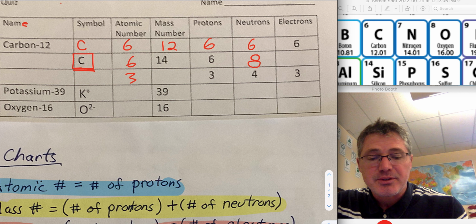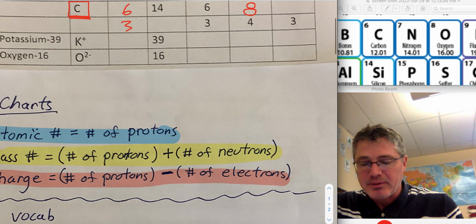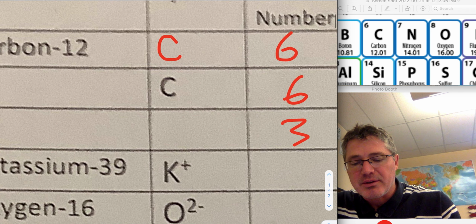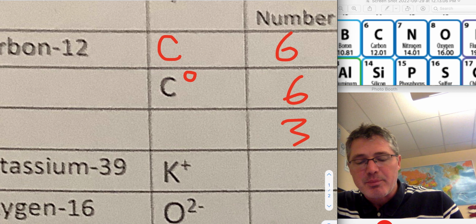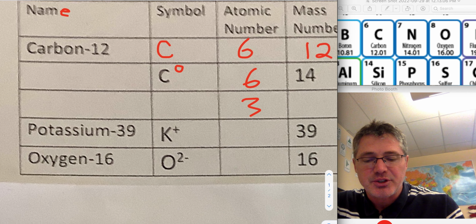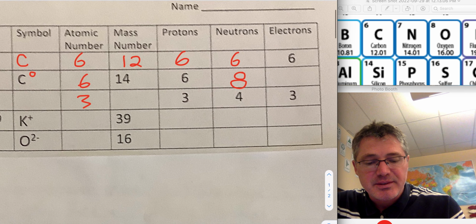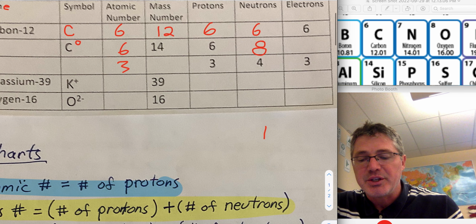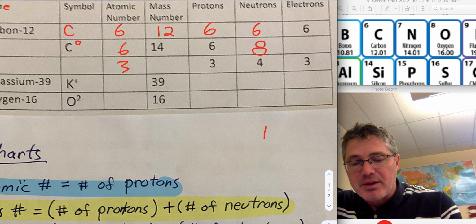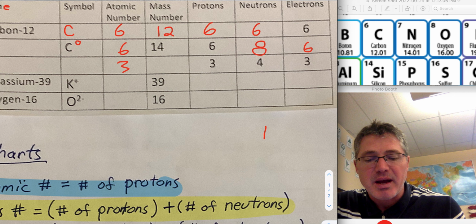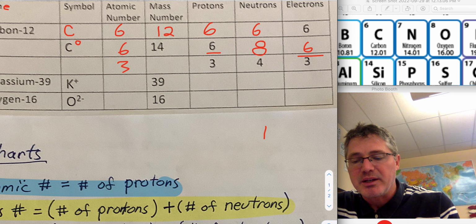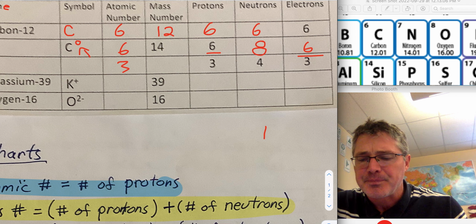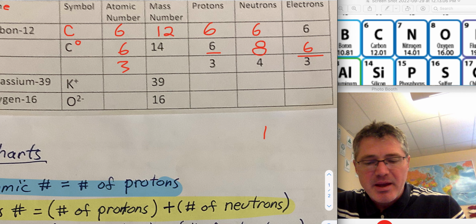Now let's go back to the charge rule. The charge rule says that protons minus electrons will equal the charge. In this case, the charge is written right here on the symbol. There is no number right there, so we just assume it's a charge of 0. That means if we take our protons and subtract our electrons, we should get 0. So the math is 6 take away 6 will equal our charge of 0 right over here. That's supposed to be an arrow pointing at that 0. Now we have all of that information.